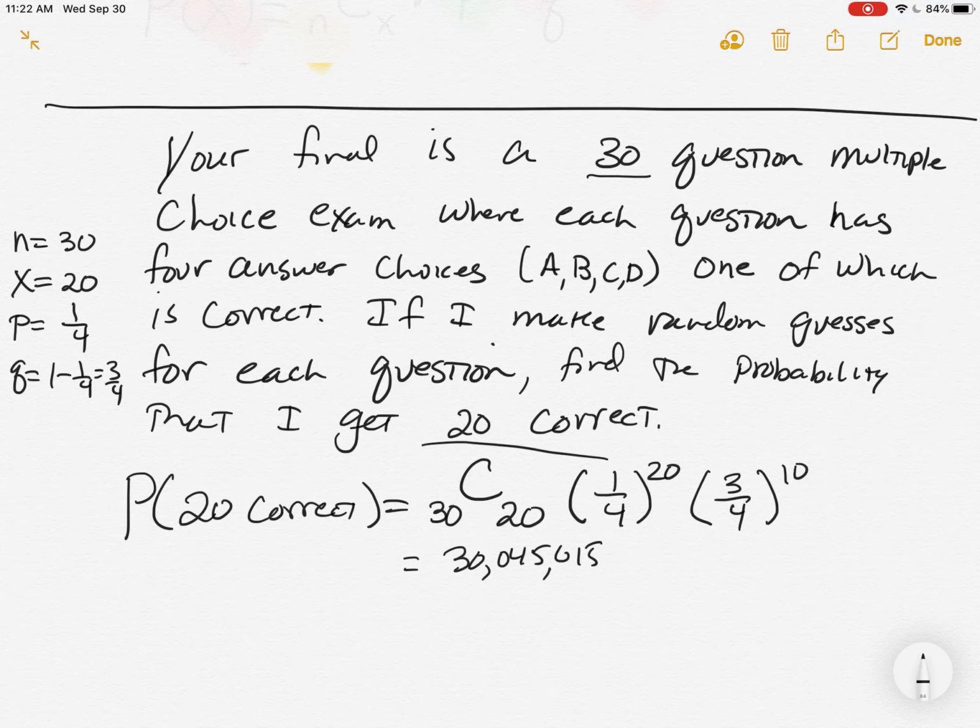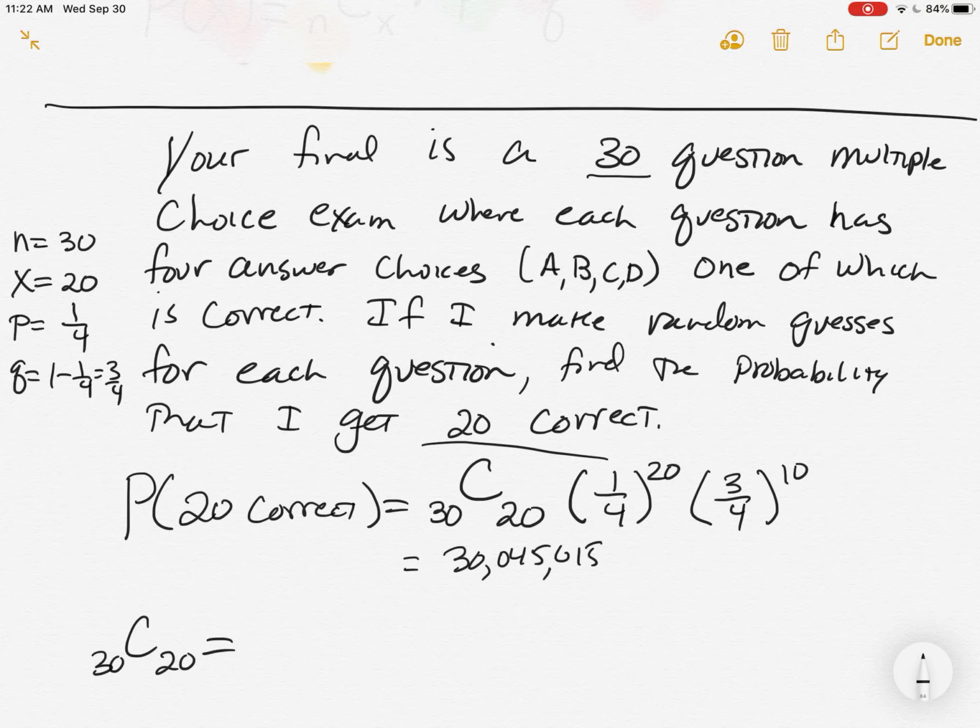So what does that look like? What does that include, I guess? The first 20 right and the last 10 wrong, and then an intermixing of all of those. Don't write that number down. You have it parked here. I just wanted to do that. So I would do this into my calculator.